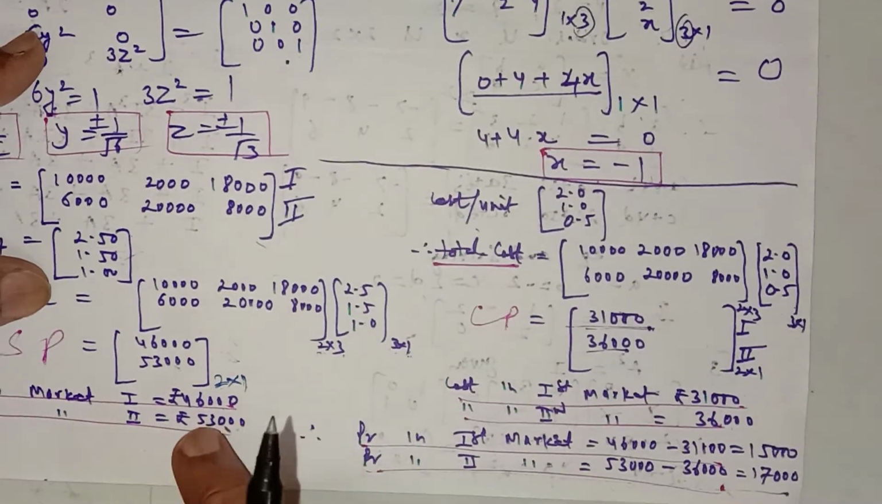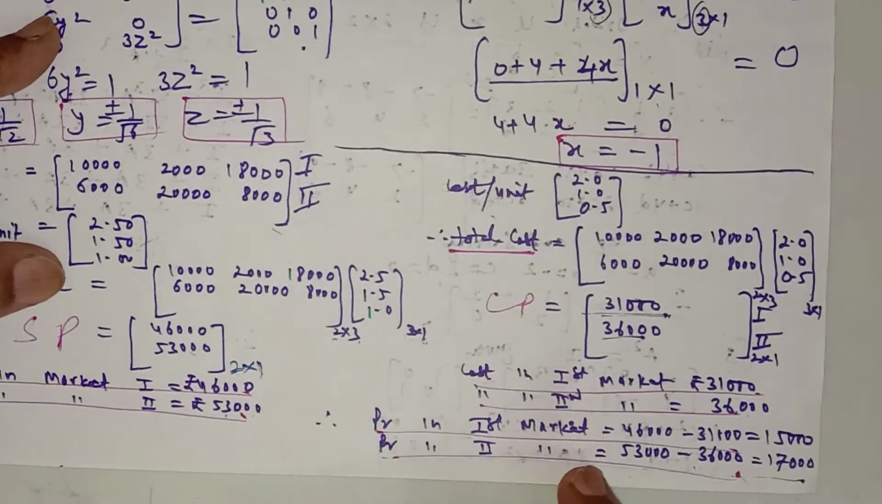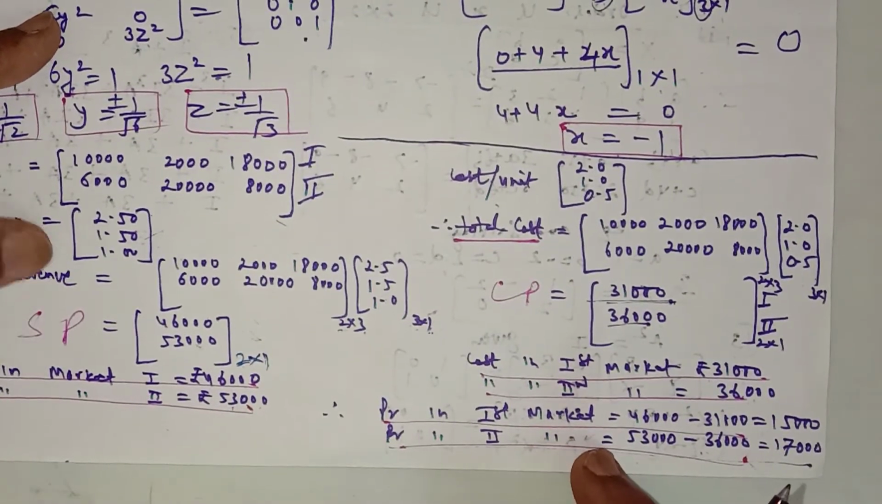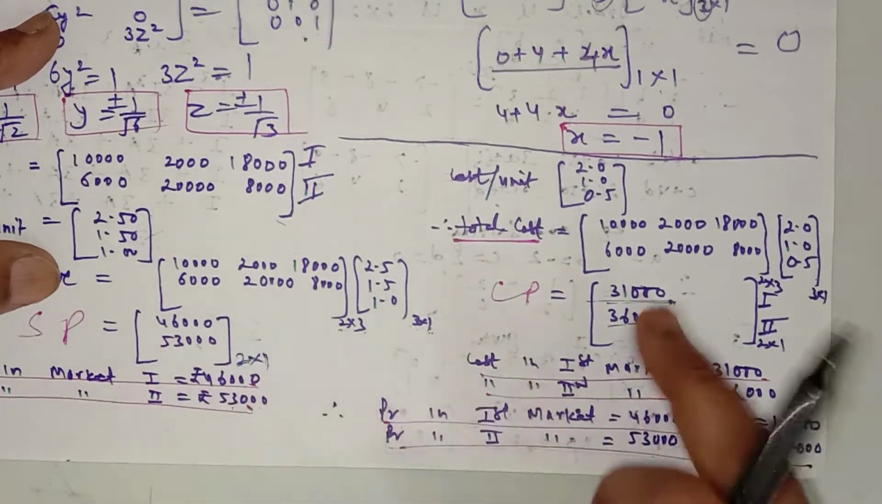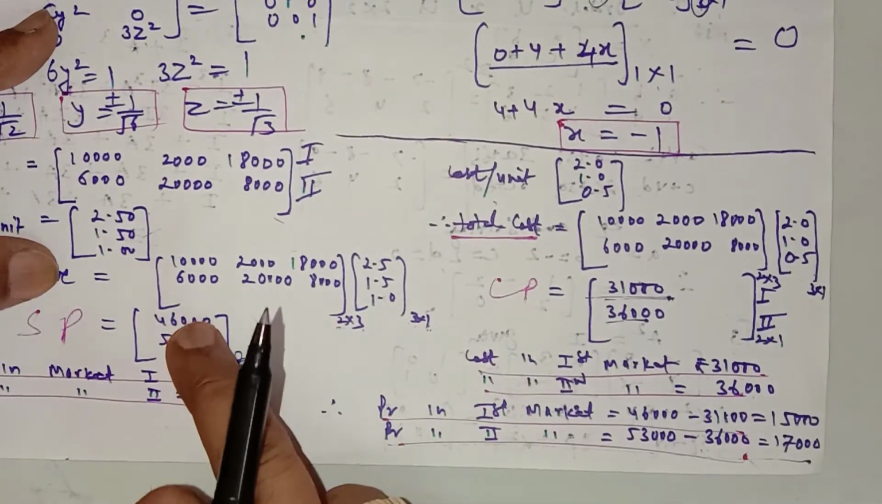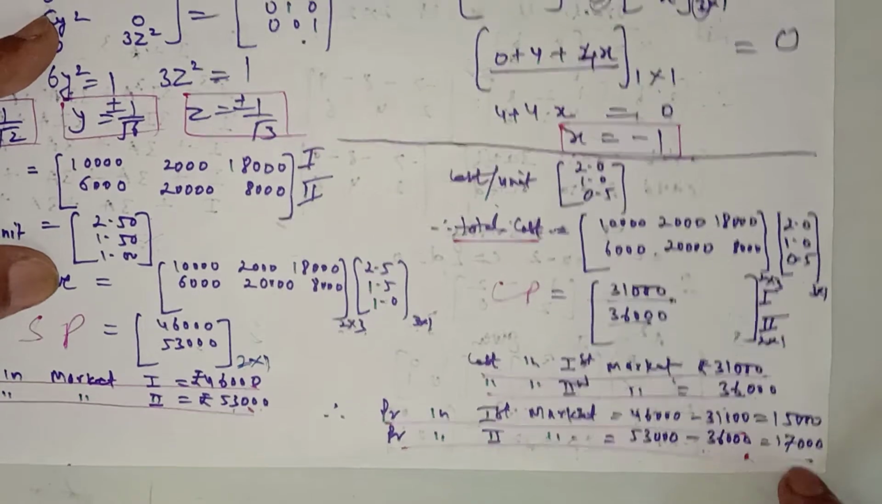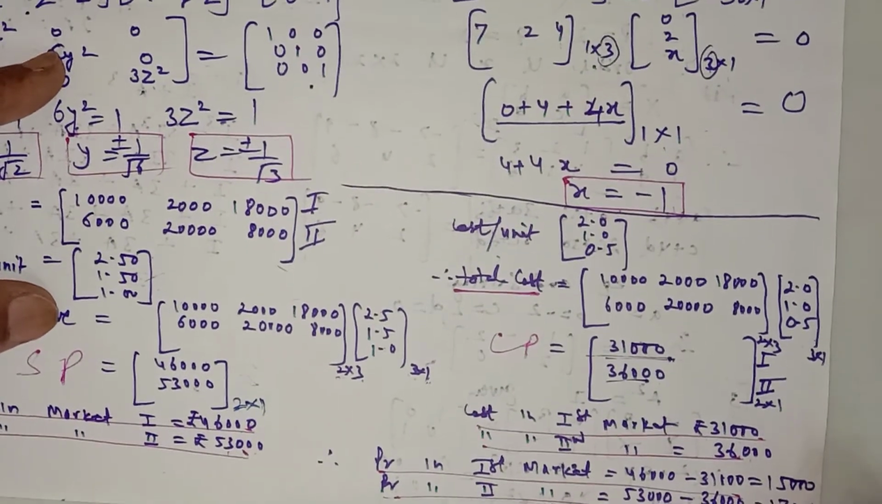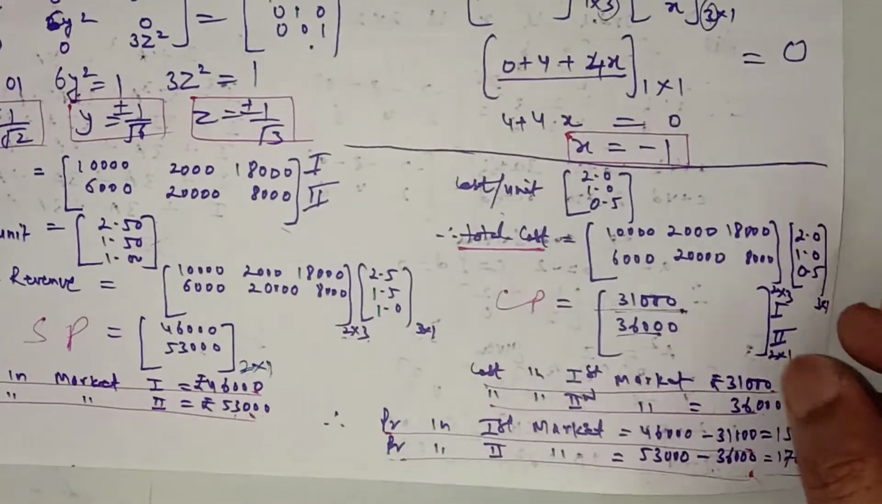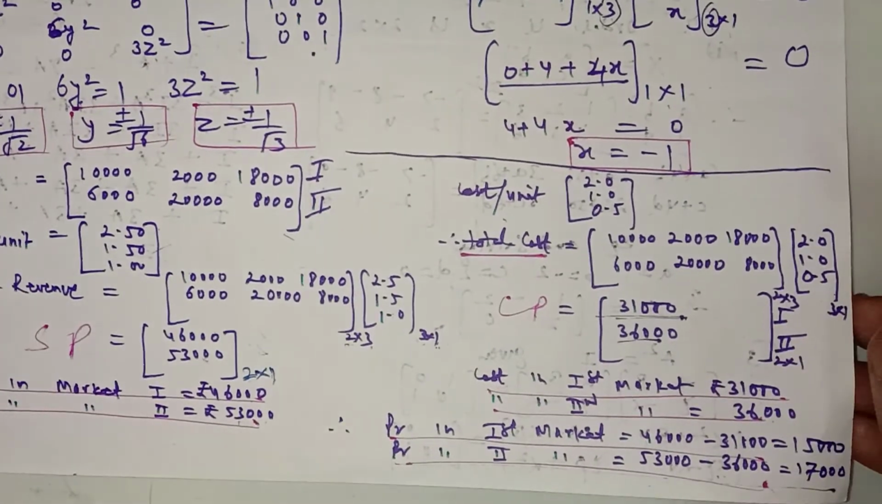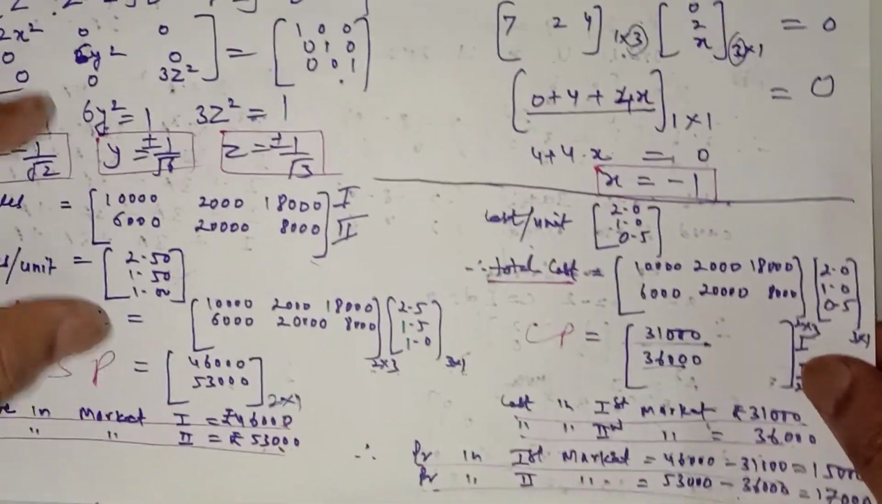Now this is the selling price and this is the cost price. So the profit can be obtained by profit is equal to selling price minus cost price. So subtract this matrix from this, and we'll get the profit in the first market and the profit in the second market, which is 15,000 and 17,000 respectively in the first and the second market.